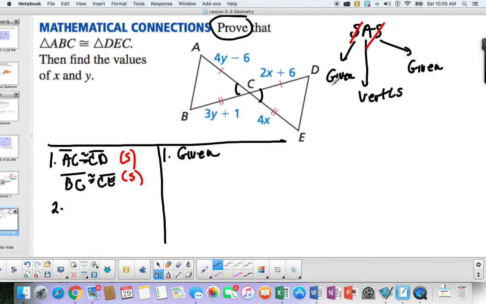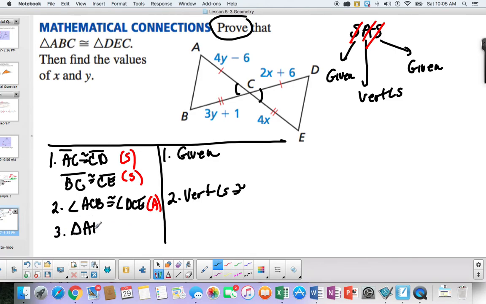And step 2, my hint is the vertical angles. And again, you can't call this angle C. You got to call it ACB. You got to use 3 letters, DCE, and that's because vertical angles are congruent. And I'm going to put my A. Notice I didn't go in side, angle, side order. I just made sure all of them were listed. And now I'm ready for the last statement, and I can say triangle ABC is congruent to triangle DEC, and it's through the shortcut side, angle, side.